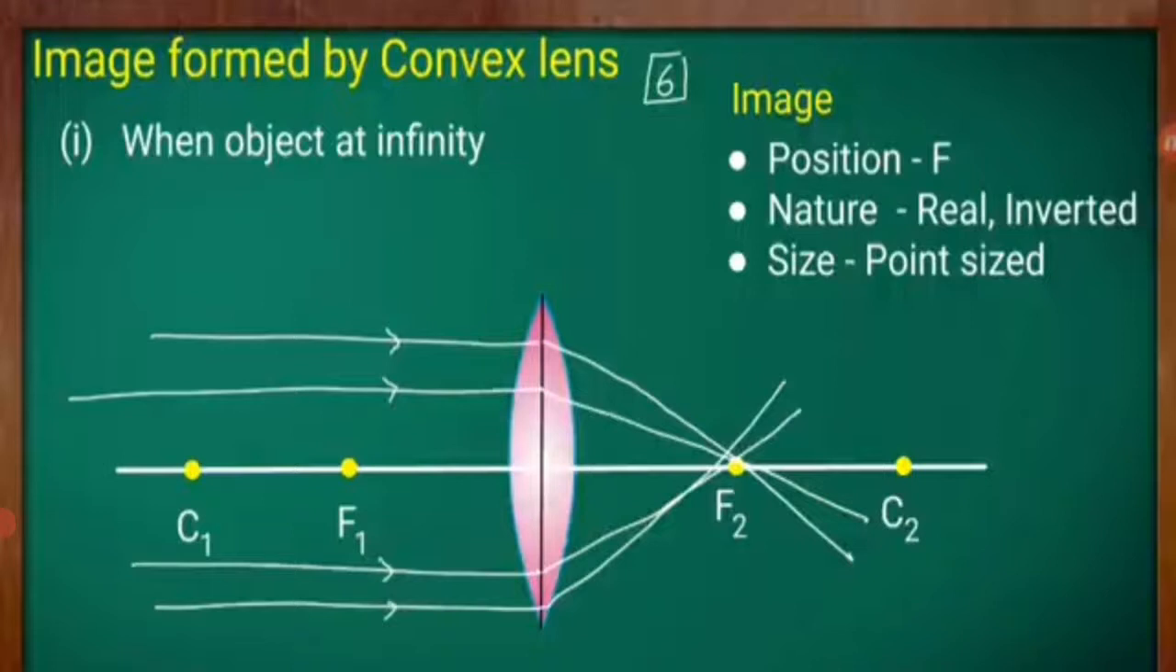And what about the nature of the image, children? The image is a real image and it is inverted image. What about the size of the image? It is point size. So remember the laws, that is the rules for the convex lens.